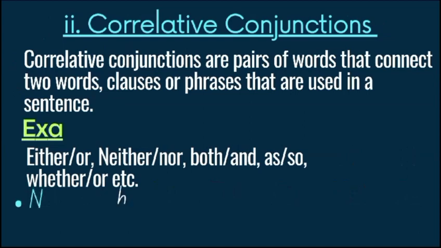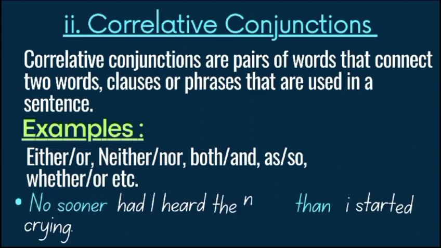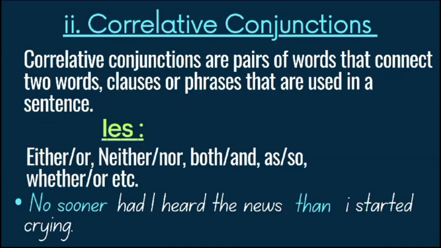2. Correlative conjunctions. Correlative conjunctions are pairs of words that connect two words, clauses, or phrases that are used in a sentence. Examples: either/or, neither/nor, both/and, as/so, and whether/or are correlative conjunctions. No sooner had I heard the news than I started crying. In the above sentence, no sooner and than are correlative conjunctions.